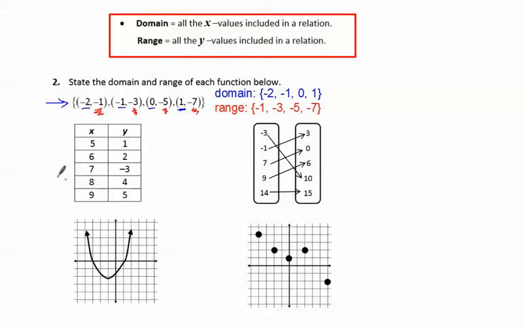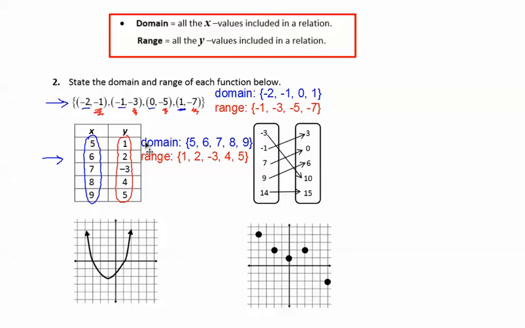Let's look now at this table of values. The domain would be all of the x values written in a list, and the range would be all of the y values. So that would look like this. Domain is the list of all the x's, range is the list of all the y's.